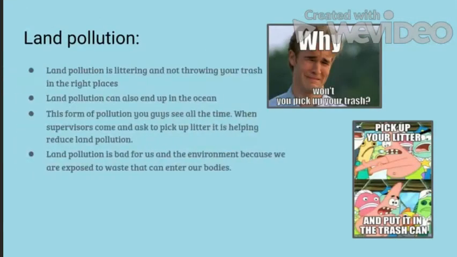Land pollution. Land pollution is littering and not throwing out your trash in the right places. Land pollution can also end up in the ocean. This form of pollution can be seen all the time. When supervisors come to ask us to pick up litter, it is helping to reduce the land pollution. Land pollution is bad for us and the environment because we are exposed to waste that can enter our bodies.